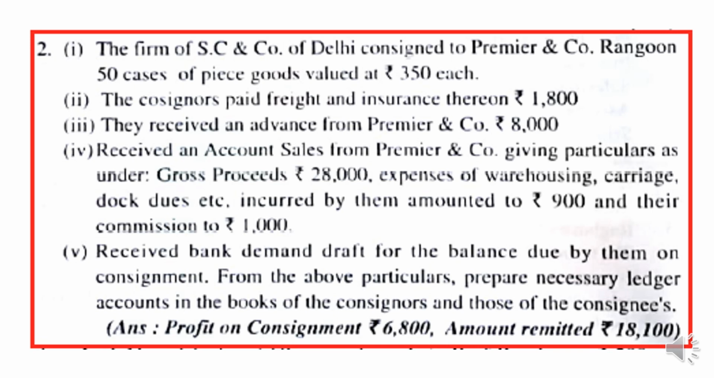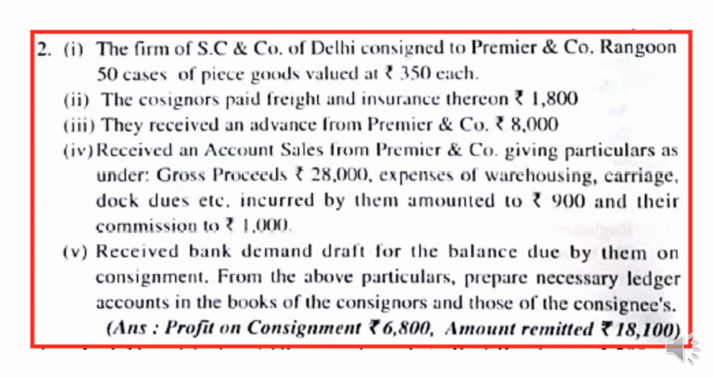In this question, we are finding the firm of SC and Company of Delhi consigned to Premier and Company, Rangoon. So SC and Company is the consignor and Premier and Company, Rangoon is the consignee. 50 cases of piece goods valued at 350 each. The consignor paid freight and insurance thereon 1,800. They received an advance from the consignee 8,000.